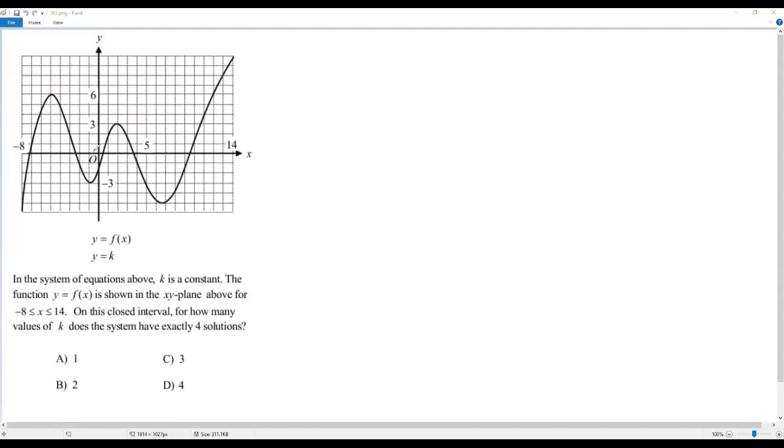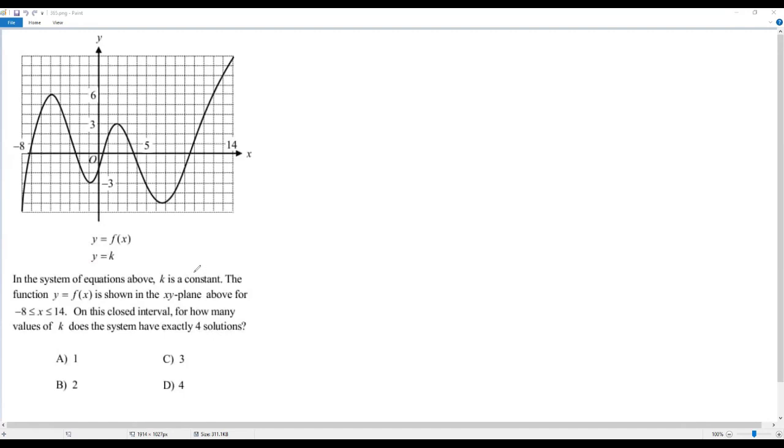Okay, here when I look at the graph, we have the graph from the value of x that is negative 8 to positive 14. That is, in this interval only we have the graph of the equation y equals f of x. Here we have to find the value of k in the second equation for which this system has exactly 4 solutions.